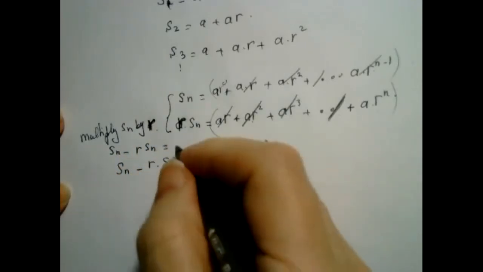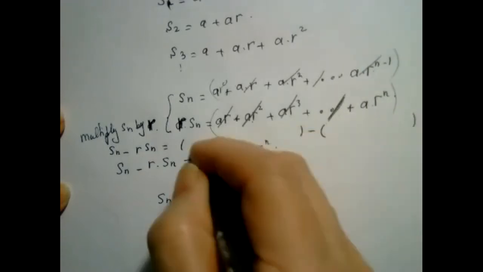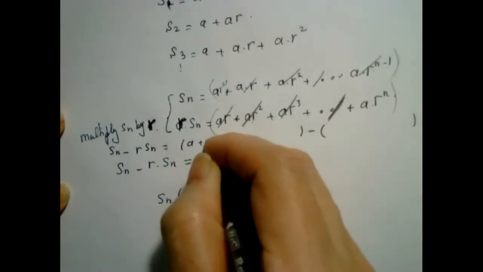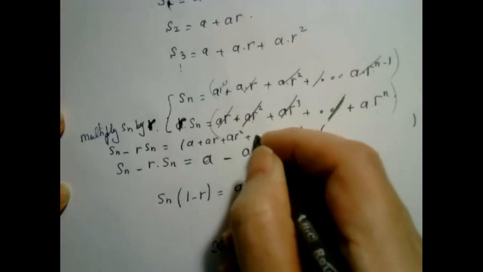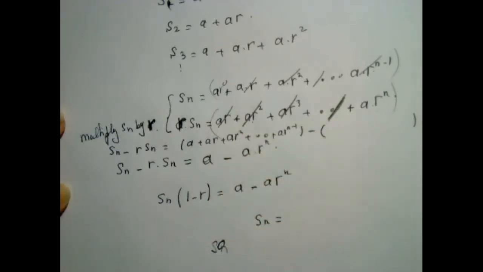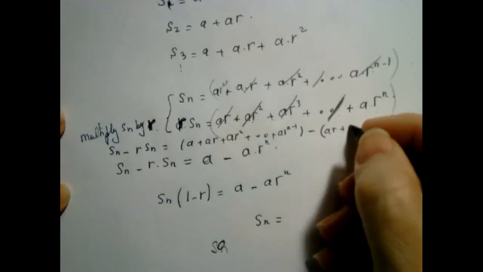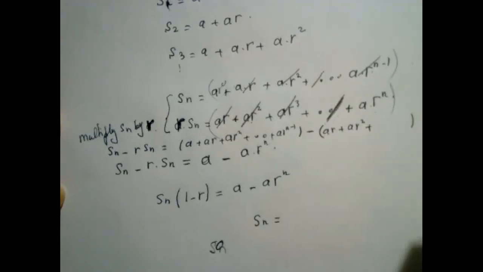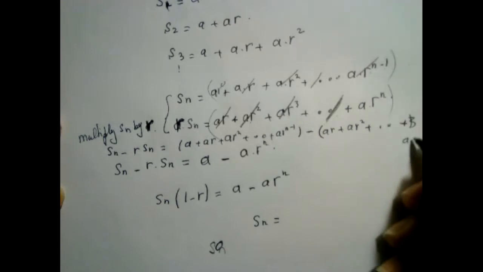Okay, I'm adding a line to make it clearer. 1 minus that. So this is A. This is A times R squared, plus etc., ARN minus 1. And this is AR squared, plus etc., plus the last term is ARN.